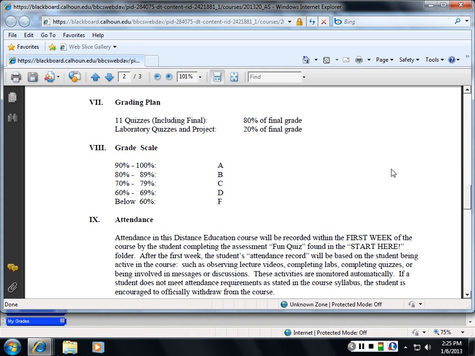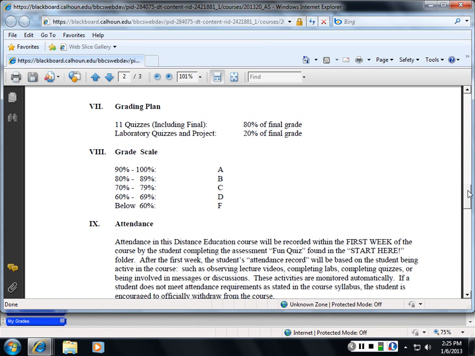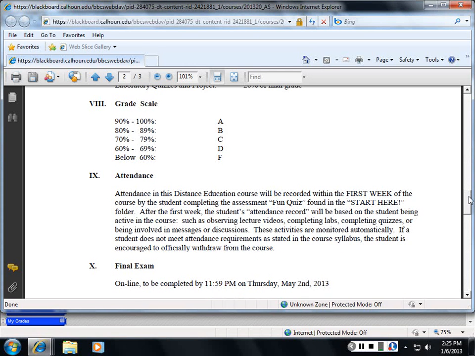Then your laboratory average will be 20% of your final grade. So if you were to calculate your course average, you would take your quiz average, multiply that by 0.8, add that to your lab average multiplied by 0.2, and that will give you your course average as a percentage. Then you take that percentage and put it on a grade scale, A, B, C, D, F, A being 90% to 100%, B 80% to 89%, and so forth and so on. So the usual grade scale, A, B, C, D, F, will apply.